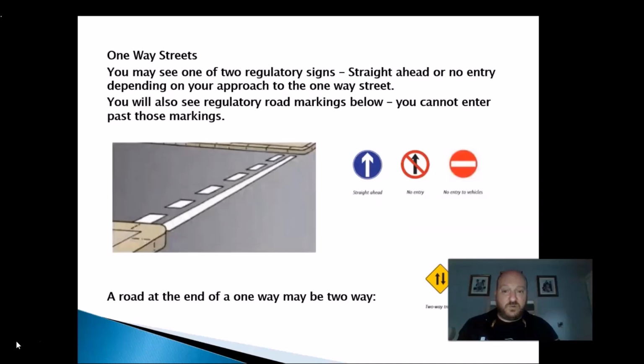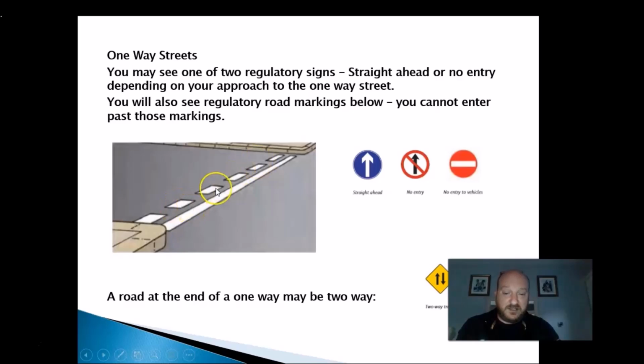One-way streets, you may see one of 2 regulatory signs, straight ahead or no entry, depending on your approach to the one-way street. You'll also see regulatory road markers below. You cannot enter past those markings. If you see here, this is a solid line. That means stop. This is a broken line, which means yield. Yield means give way to other pedestrians or traffic.